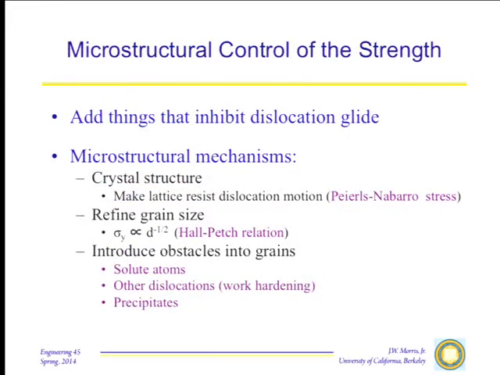Controlling the yield strength. Of course, what we would like to do is to be able to control plastic deformation. Since our main purpose in controlling plastic deformation, our most common objective, is to avoid it. We look at things that we can do to make the yield strength as high as possible. These are the microstructural mechanisms we can use to strengthen the material. And they fall basically into 3 categories. First is the crystal structure.